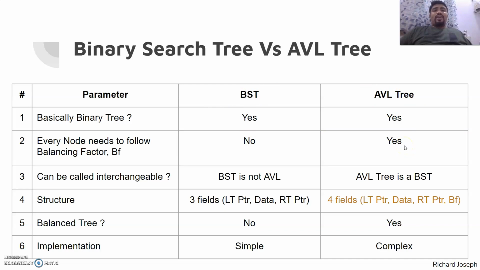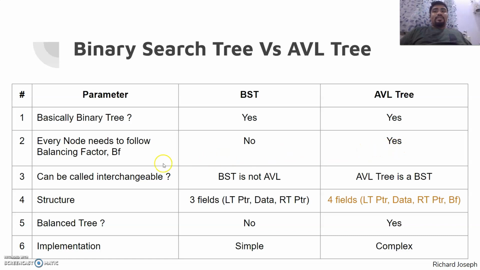So what is a balancing factor? It just means that a parent has a left subtree and a right subtree. The concept is that the difference of the height of the left subtree and the right subtree should not exceed by more than 1. If that is the case, that means the particular tree is balanced. If it is more than 1, it means it is not balanced.